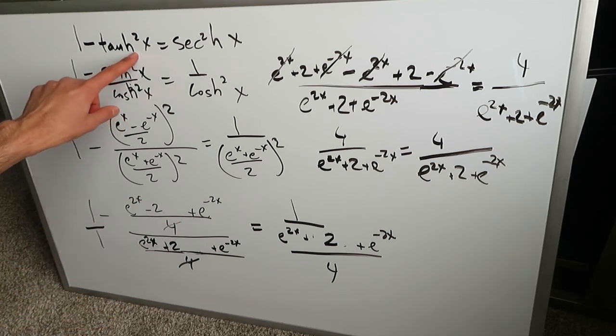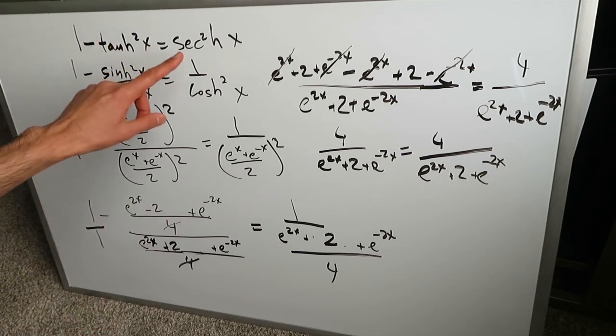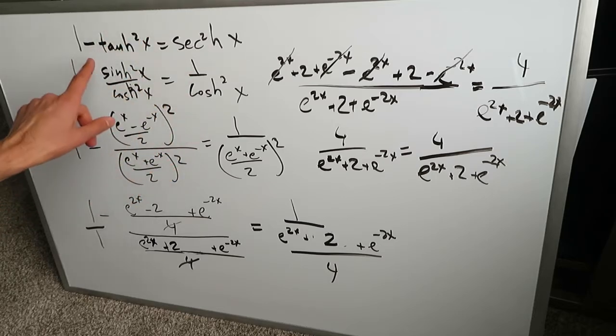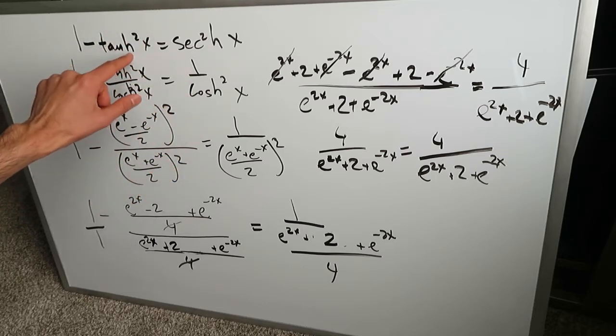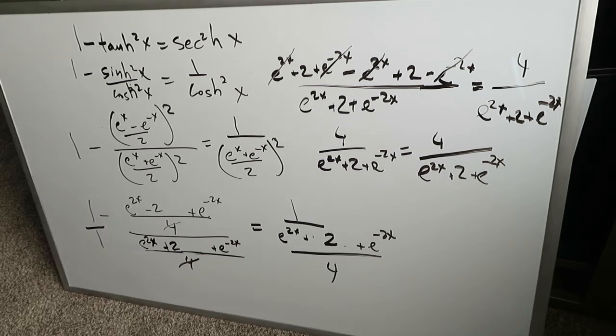Remember, in the trigonometric version it's tan square x plus 1 equals secant square x, but when you do the hyperbolic version you get 1 minus tanh square x is equal to sech square x. A very useful identity that plays up in calculus. I want to look at some more.